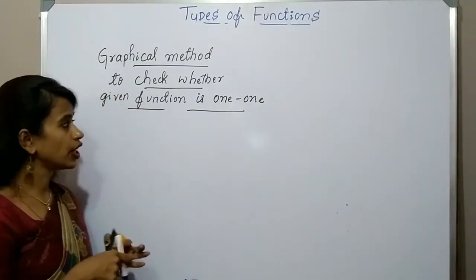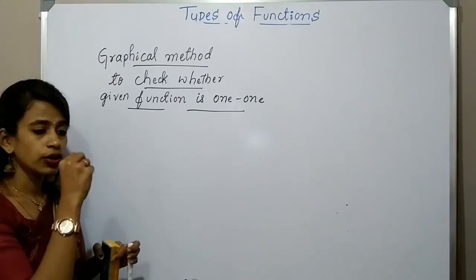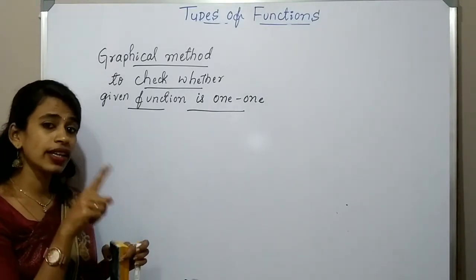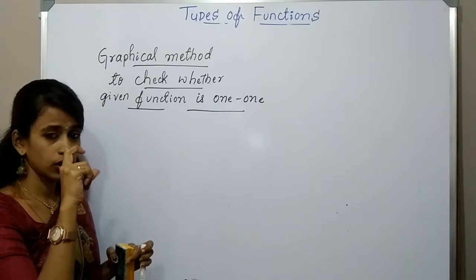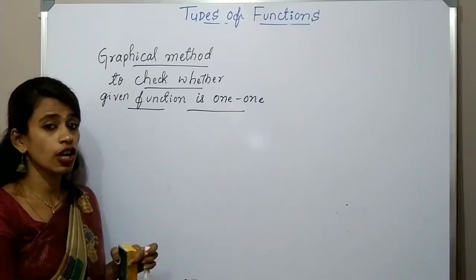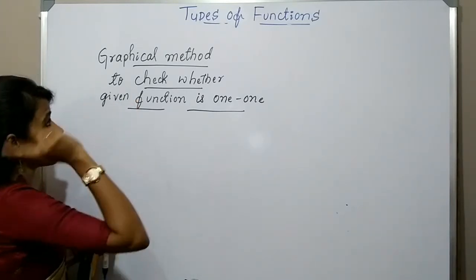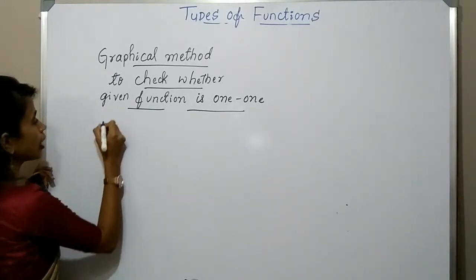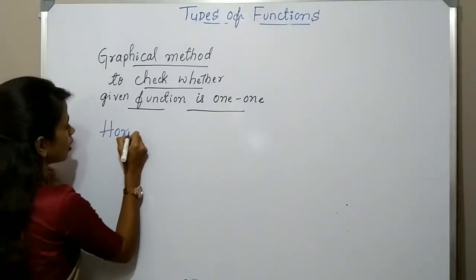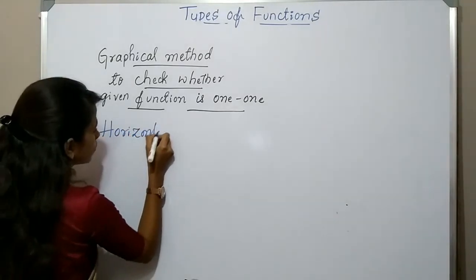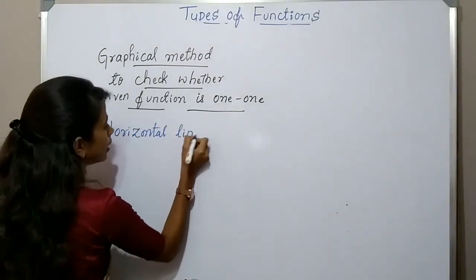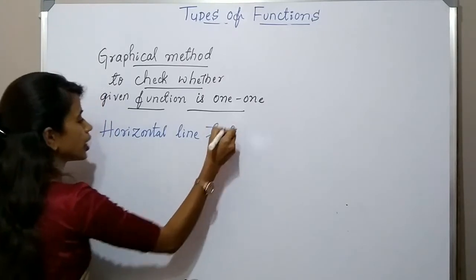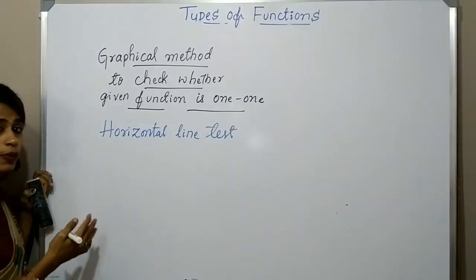In the previous video, I explained the graphical method to check whether the given curve or relation is a function or not, where I used the vertical line test. Here, the graphical method is the horizontal line test, to check whether the given function is 1-1 or not.